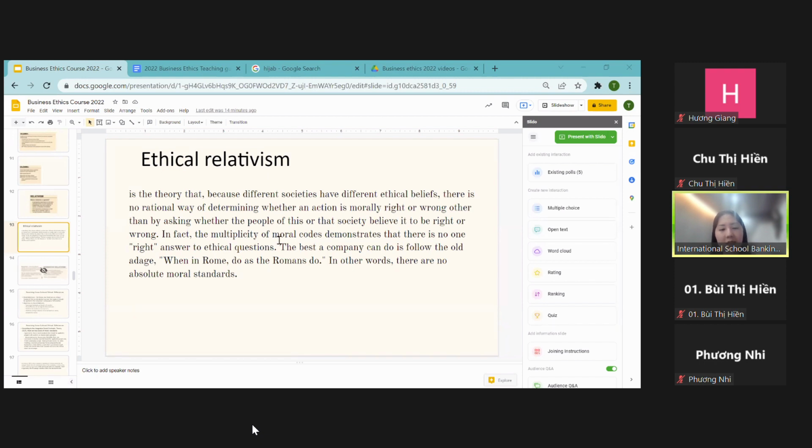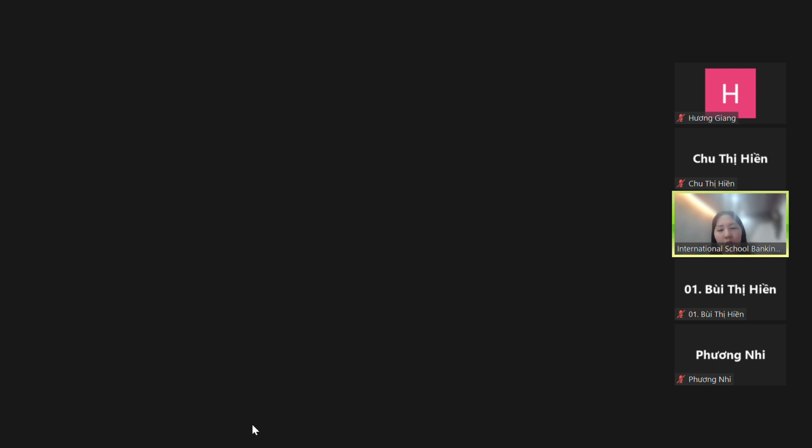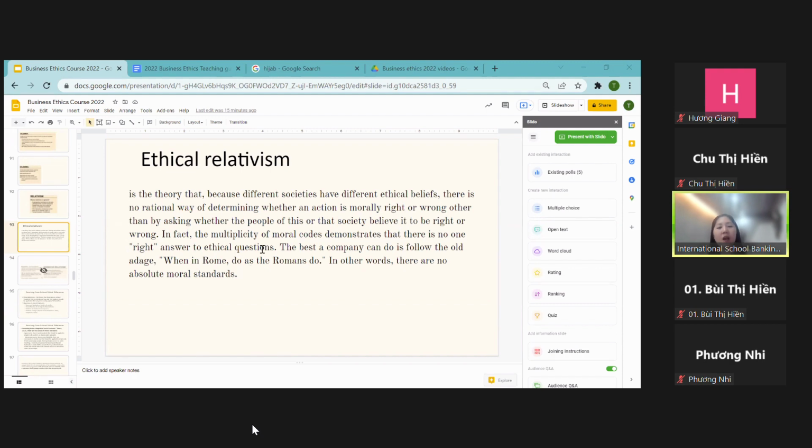In fact, the multiplicity of moral codes demonstrates that there is no one right answer to ethical questions. The best the company can do is follow the old adage: when in Rome, do as the Romans do. In other words, there are no absolute moral standards, okay? So according to this theory, different countries, different societies have different moral standards, and the moral standards are equally important. It depends on which country is practicing which moral standard. So the guide for the company is that they should do as the Romans do, which means that when they operate in one country, they have to follow the country's moral standards, the country's customs. So that is the general idea of ethical relativism.